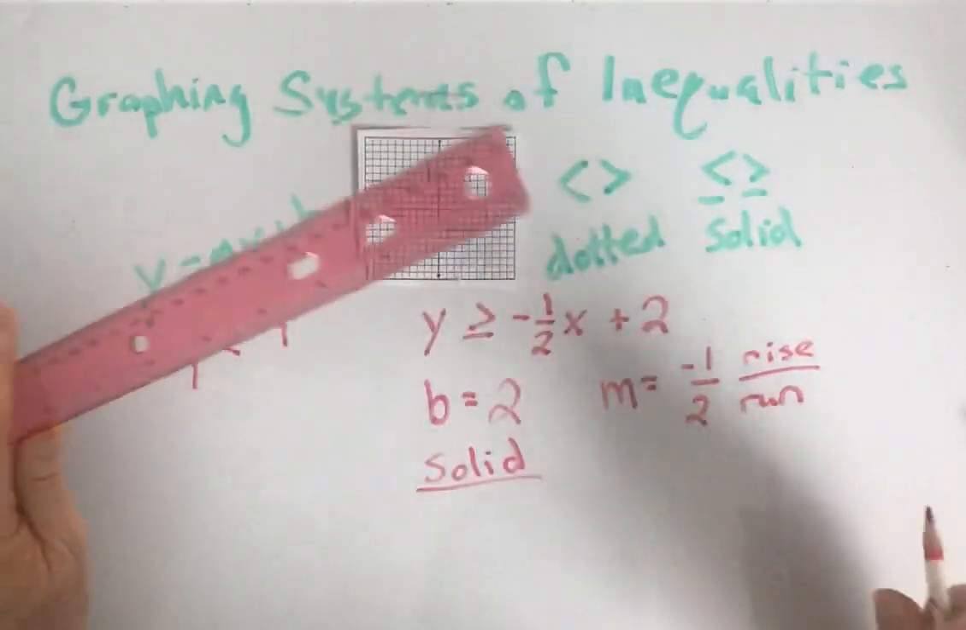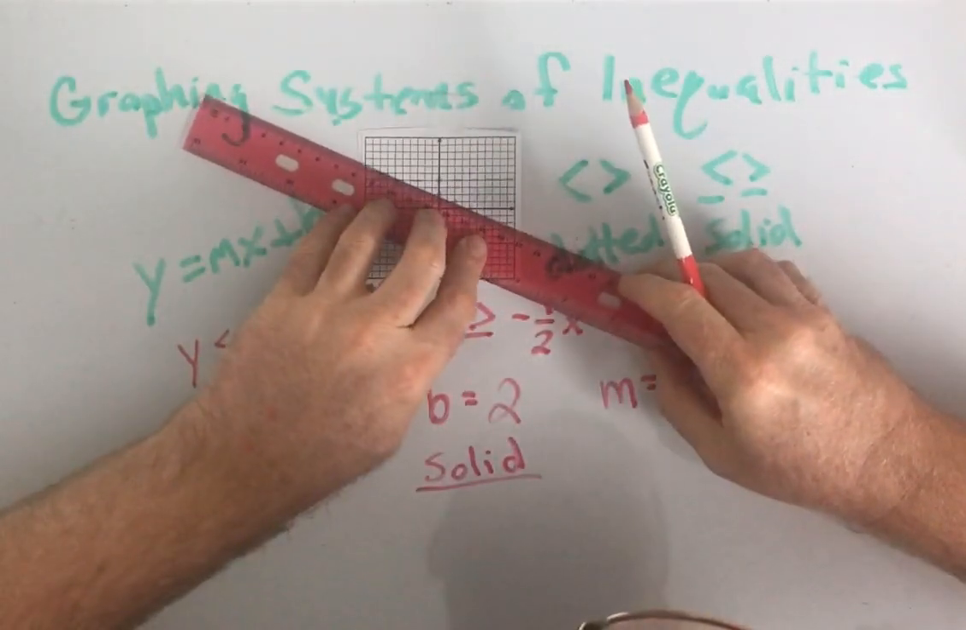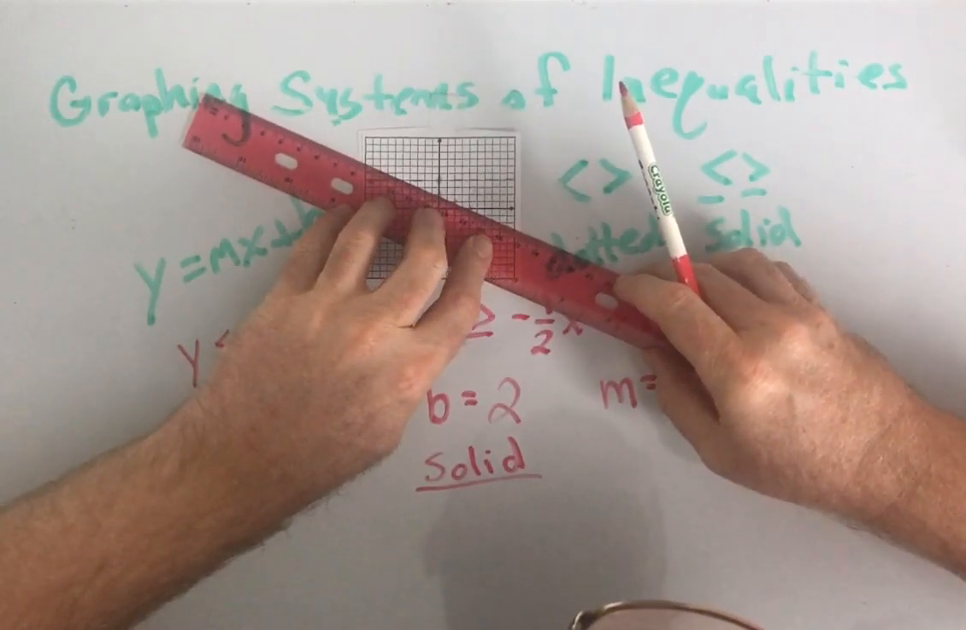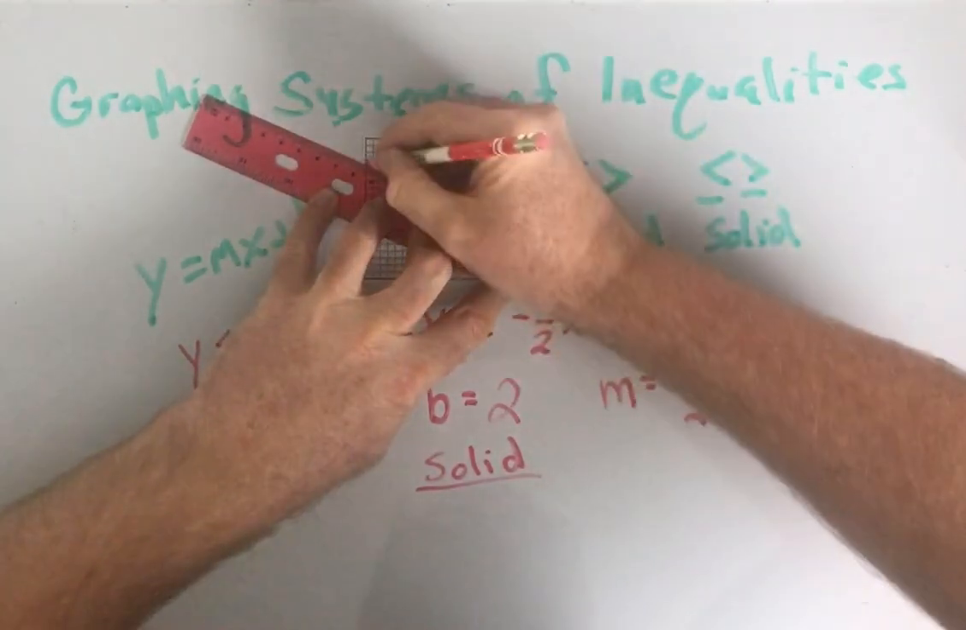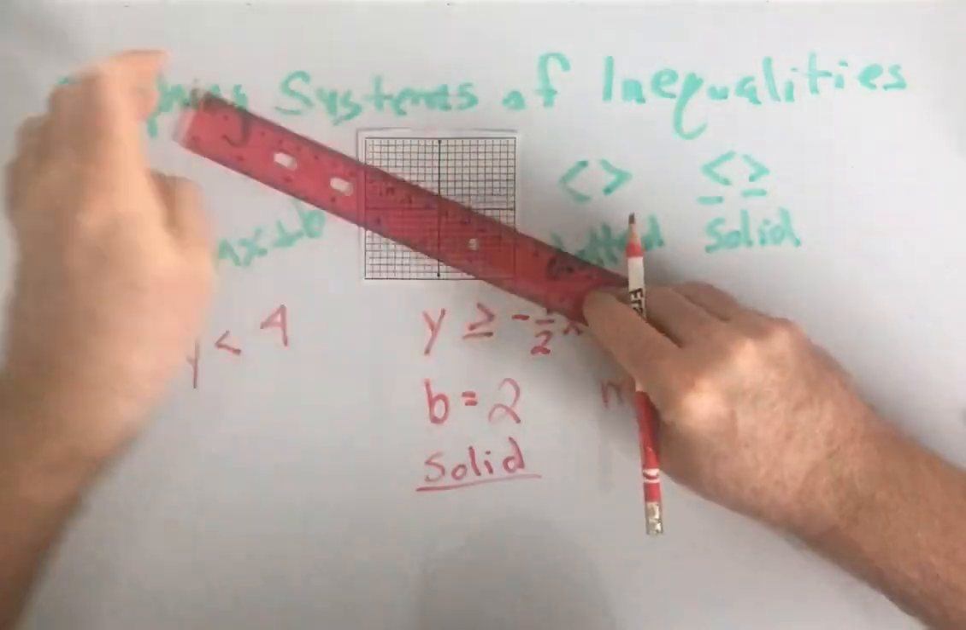So what I'm going to do here now is, because it's a solid line, I'm going to use my ruler. I'm going to connect those points. Make sure you get it as close as you can, and we're going to make a solid line.